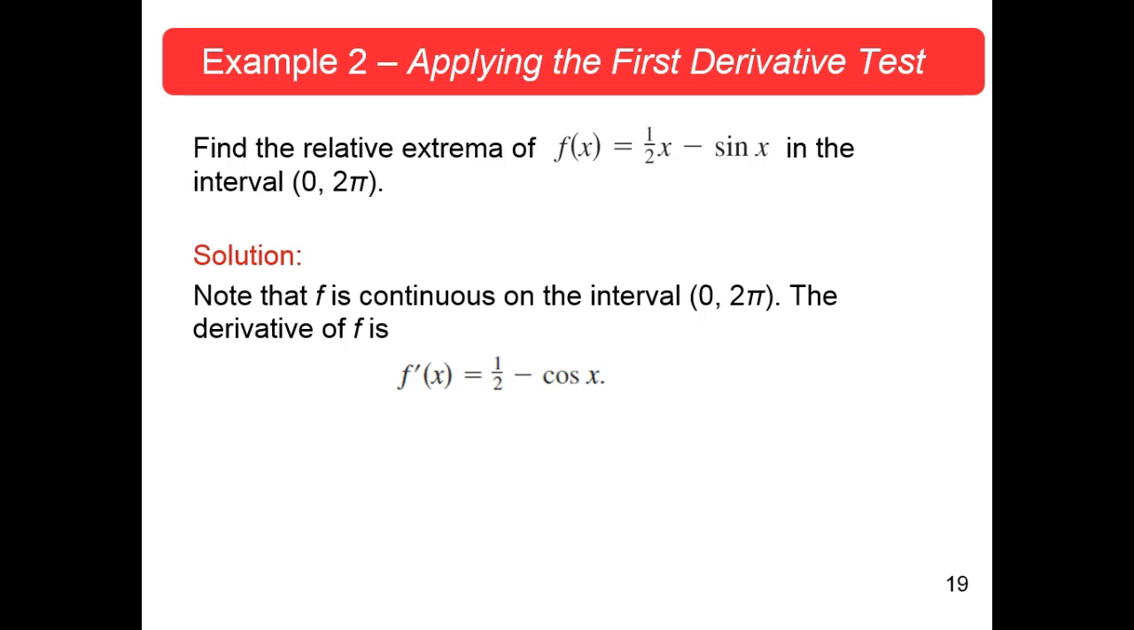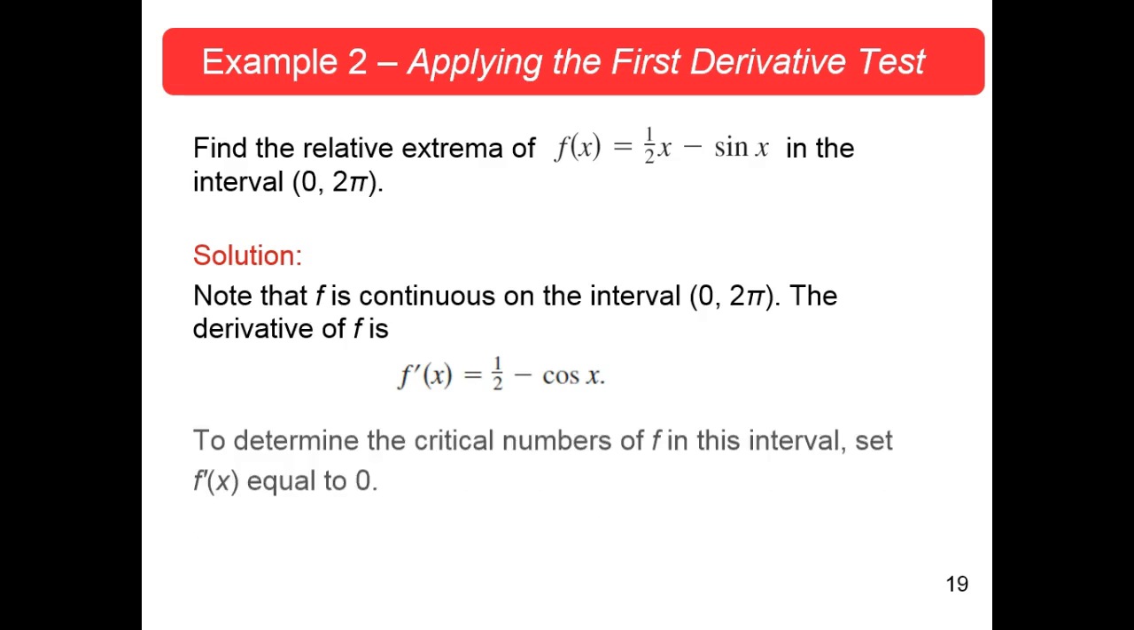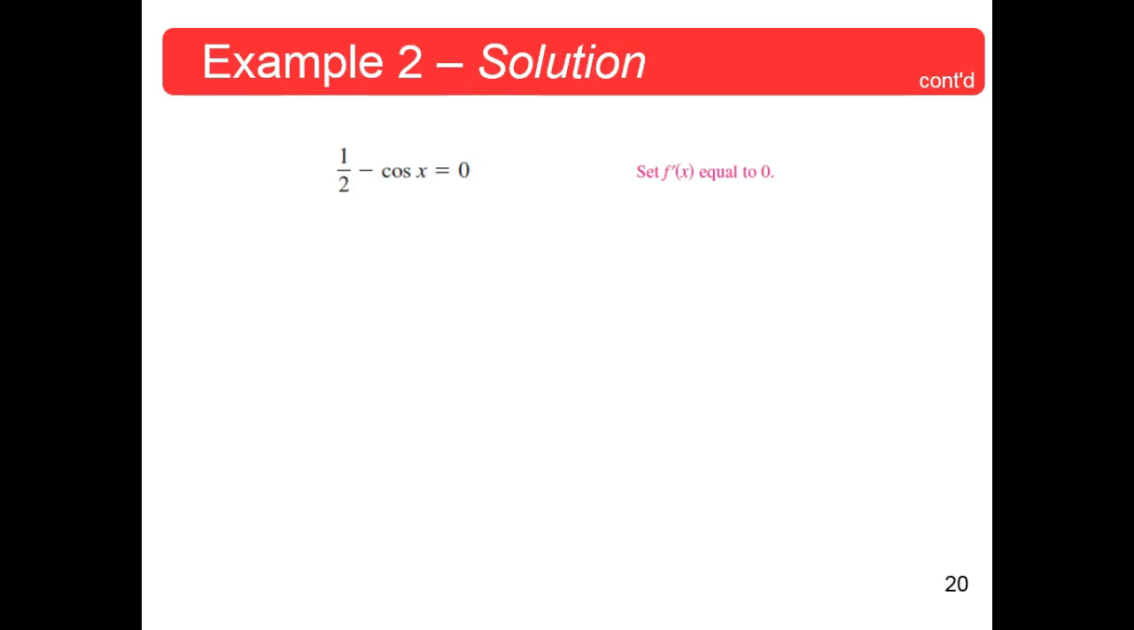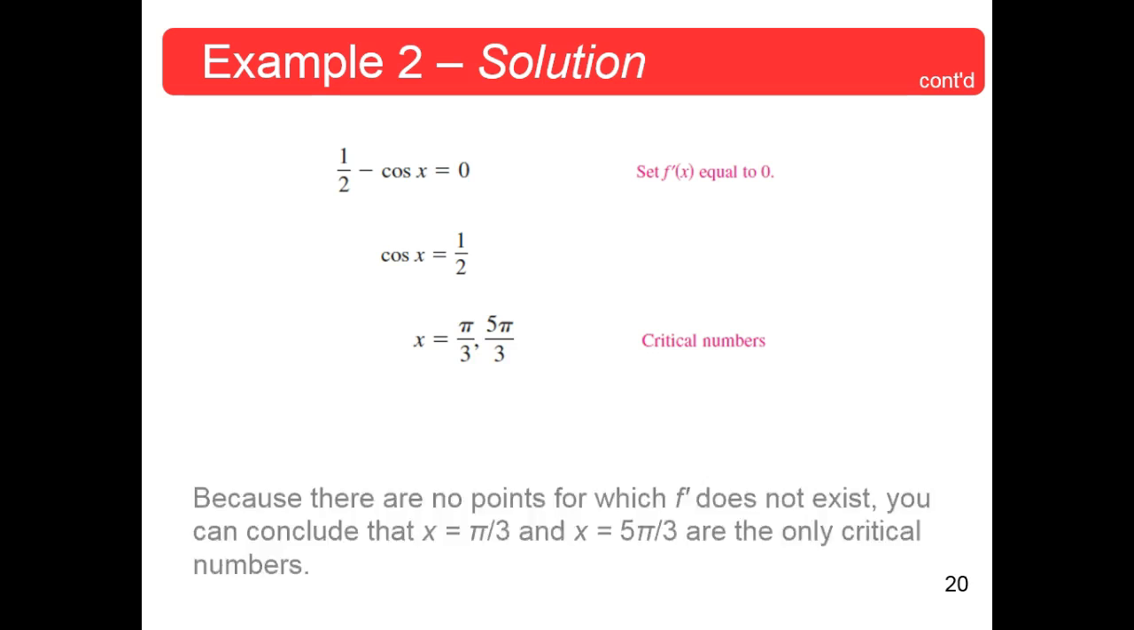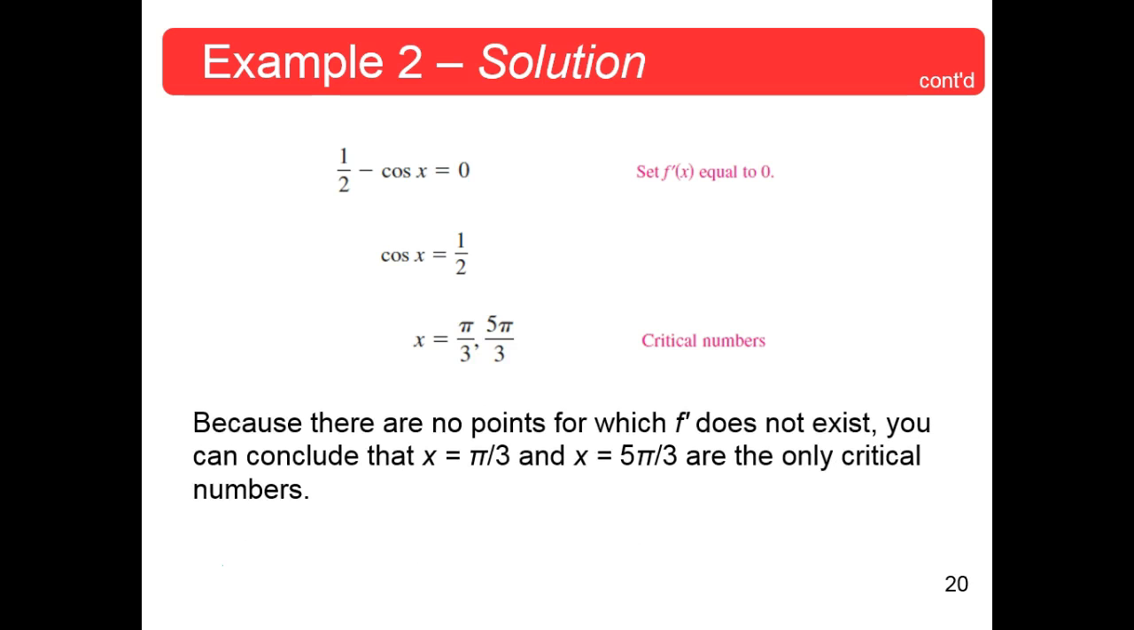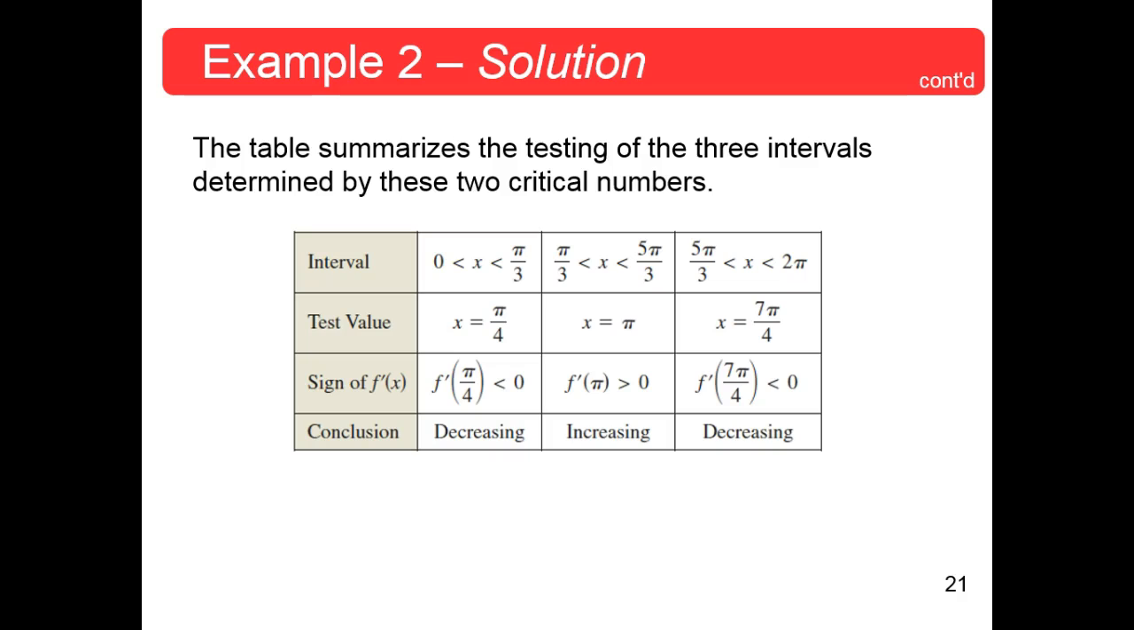And then take its derivative, just like we did, and determine the critical numbers of this. Set that equal to 0, which we did, and we found cosine x equal to 1/2, and that was true at pi thirds and 5 pi thirds. That's 1/3 pi up from 0, and 1/3 pi before you got around to 0 again. It's negative in the other 2 quadrants, you don't care for those. Because there are no points for which f prime does not exist, that was defined everywhere, you can conclude those are your only 2 critical numbers.